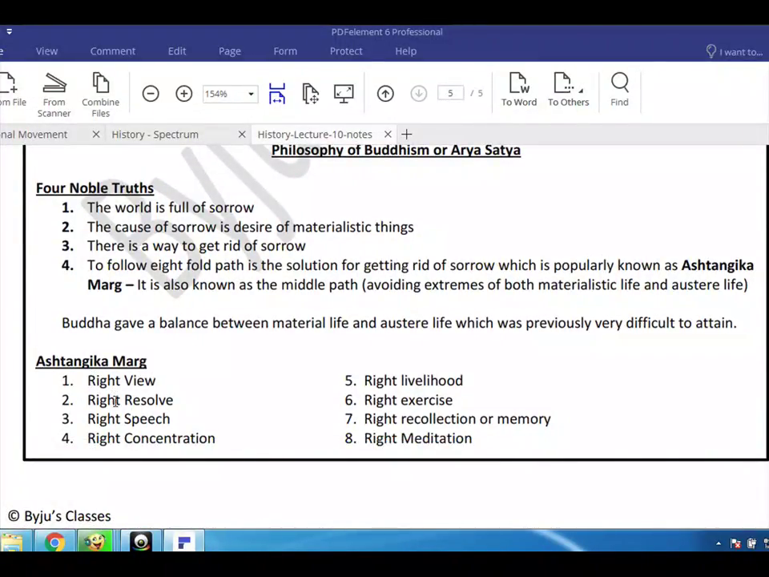Ashtangika Marga: 1. Right view. 2. Right resolve. 3. Right speech. 4. Right action. 5. Right livelihood. 6. Right effort. 7. Right recollection or memory. 8. Right concentration, right meditation.